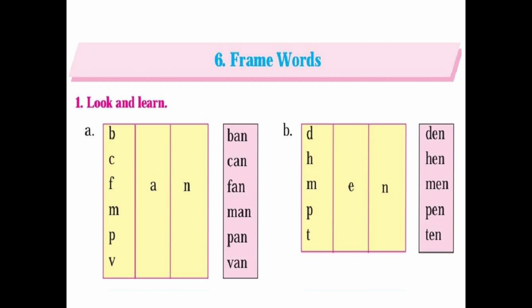Now look at the B one. We have letters D, H, M, P and T. So D-E-N, den. H-E-N, hen. M-E-N, men. P-E-N, pen. T-E-N, ten.